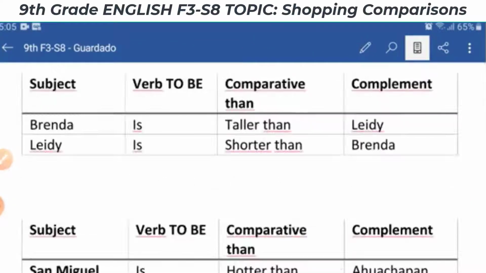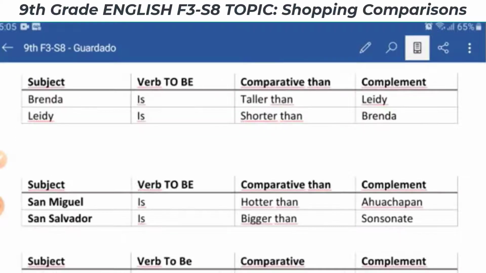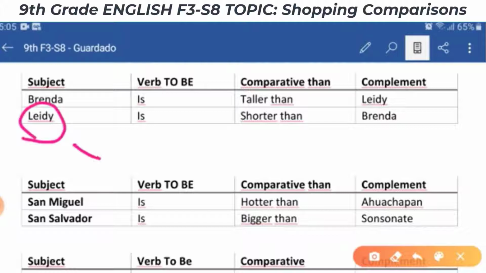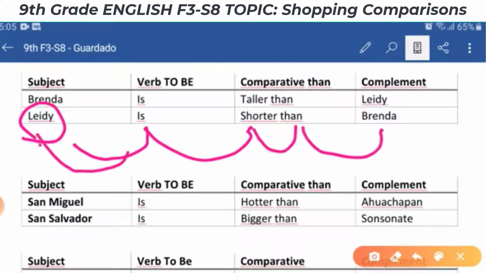Now, let's go with the first one, Teacher Brenda. Teacher Brenda is taller than Teacher Lady. Yes? Teacher Brenda is taller, más alta, than, ¿qué? Teacher Brenda is taller than Teacher Lady. Yes? And that's a comparative. Otro comparative, otro ejemplo. Teacher Lady is shorter, más pequeña, than, ¿qué? Teacher Brenda. Yes? Teacher Lady is shorter than Teacher Brenda.